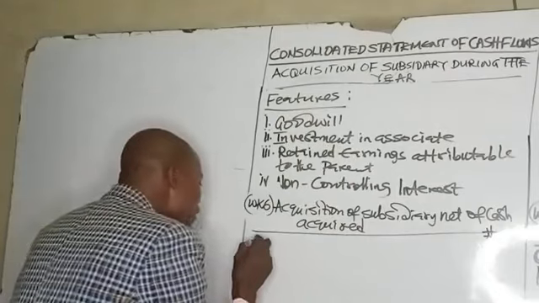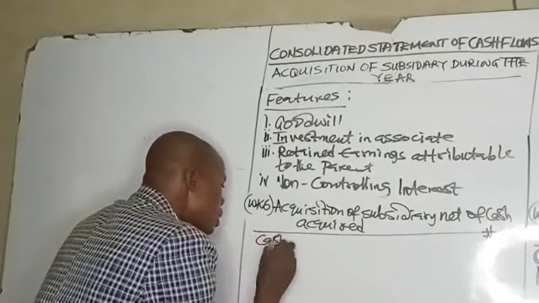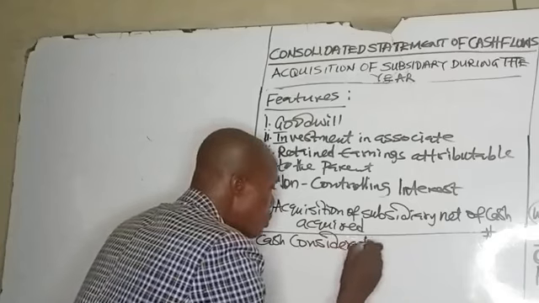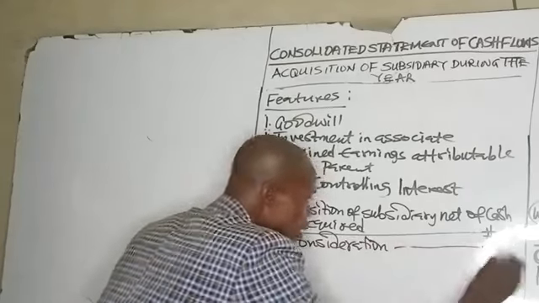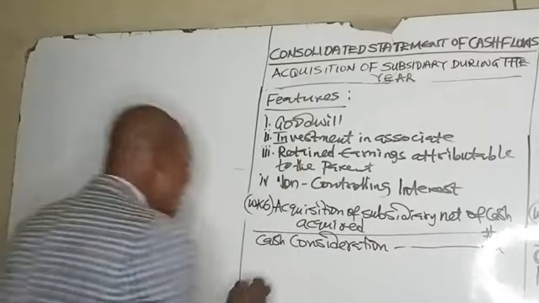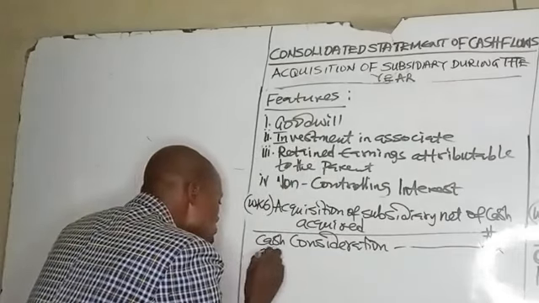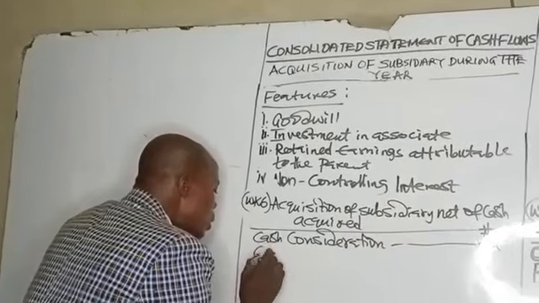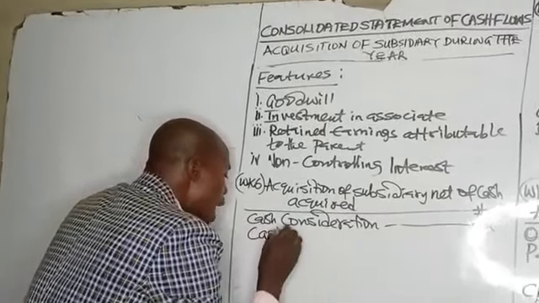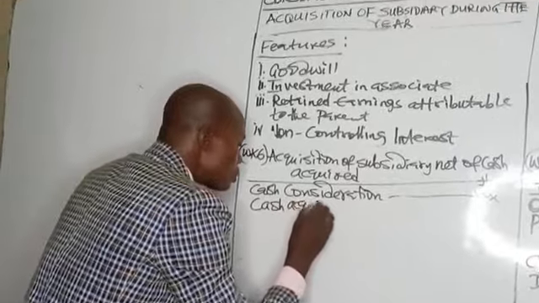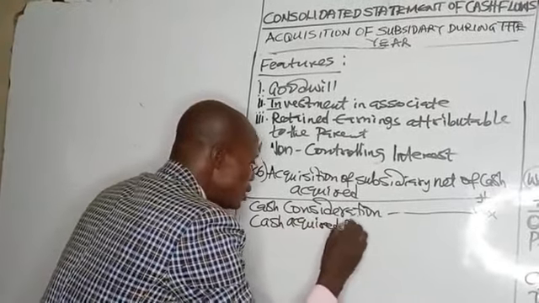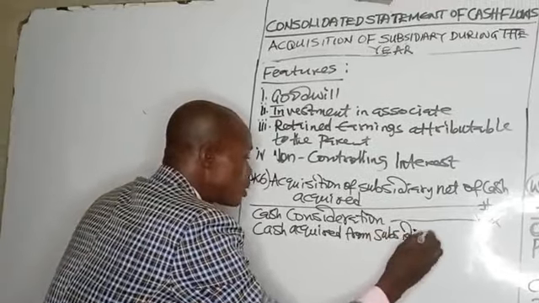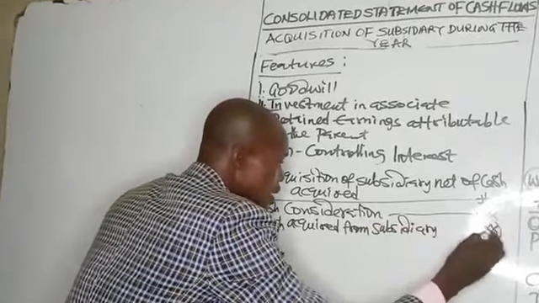Then you have cash consideration. It is the cash element alone that will be considered. The cash consideration. Then cash, you less cash acquired from subsidiary. Where cash is acquired from subsidiary, you subtract this.